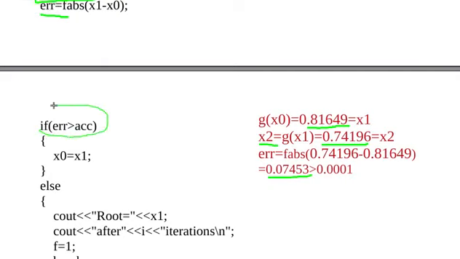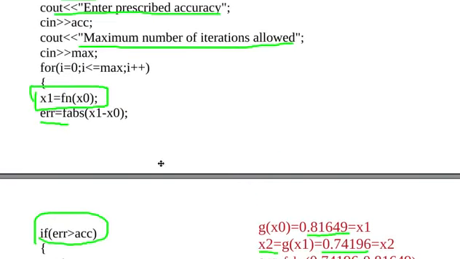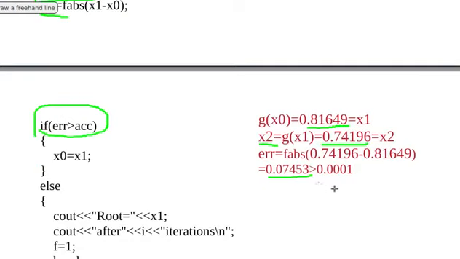So if error is greater than accuracy, I need to exchange x0 with x1, that is I need to next find g of x1. This x0 value will be replaced with the previous x1 value. That is happening here. x0 is replaced with x1, which means here again I am calling fn of x0, but actually what will happen here is fn of x1, because this x0 is replaced with x1 for each iteration. And say suppose I have reached the accuracy, whenever I reach the accuracy the difference will be equal to 0.0.